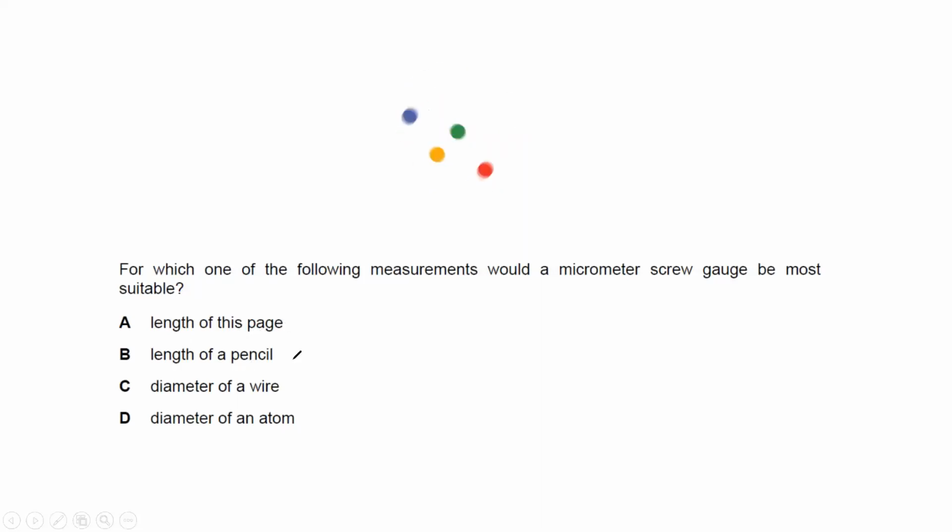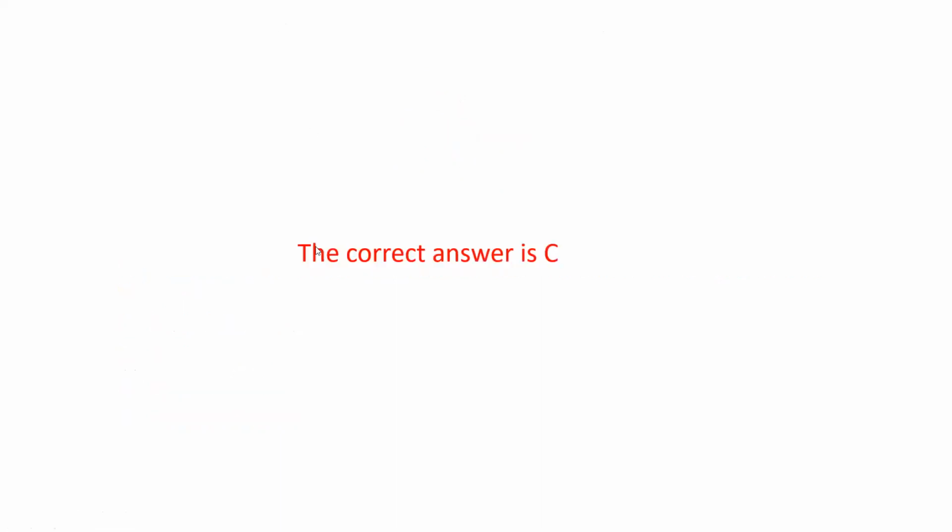Length of the page or length of the pencil, it will be too long compared to the size of the jaws of the micrometer. Diameter of the wire is the most suitable one. Diameter of atom is very small. Even a micrometer cannot measure that small value.